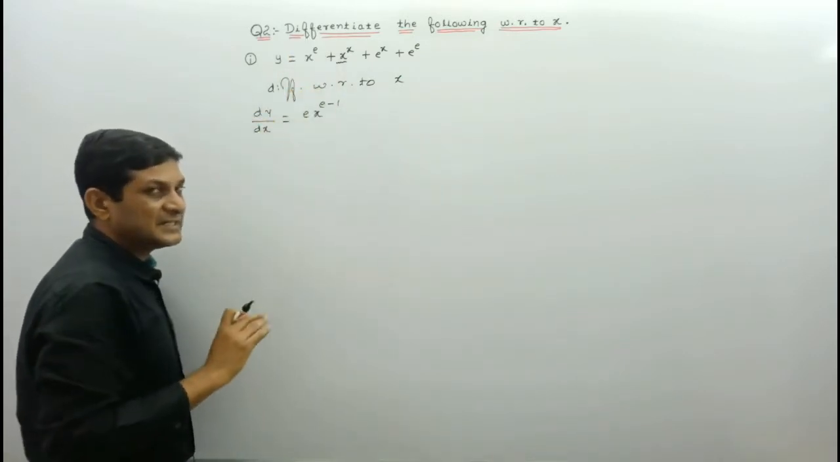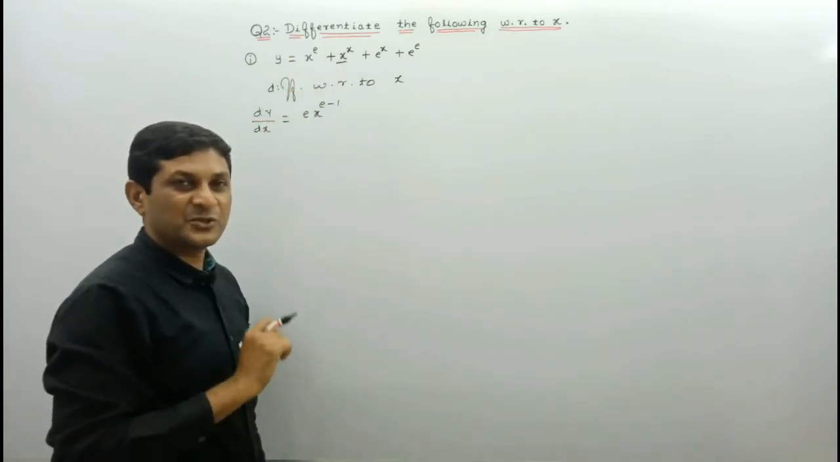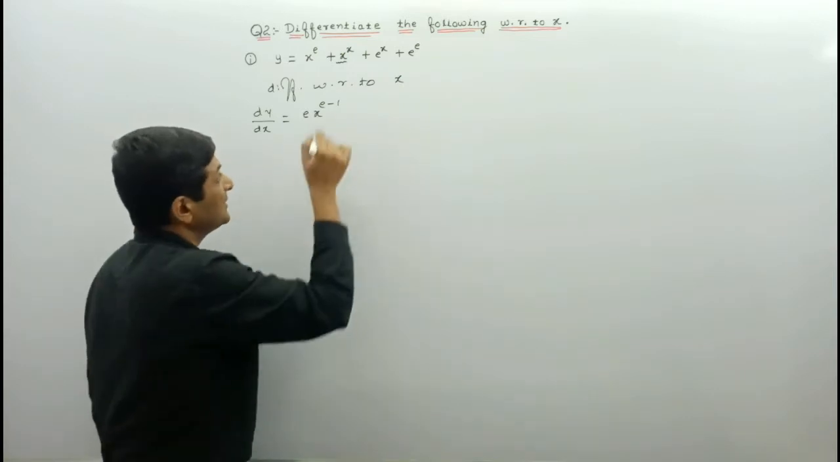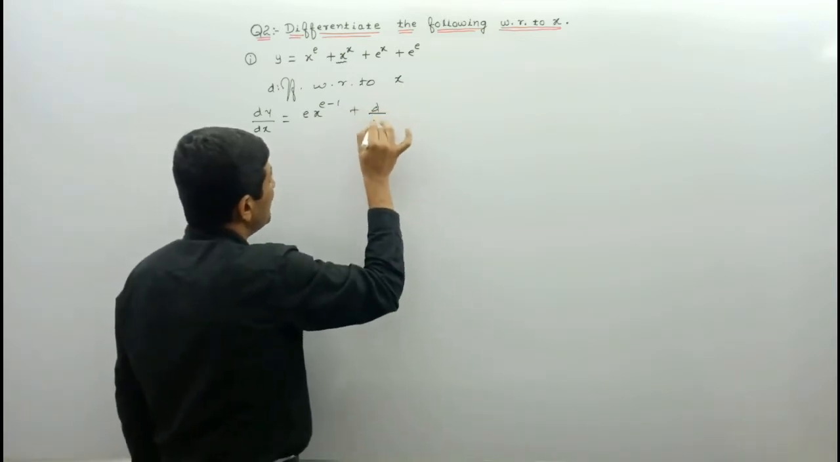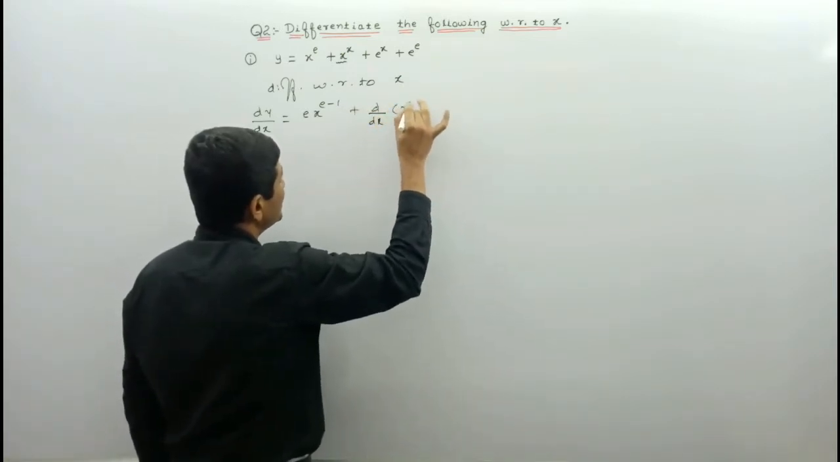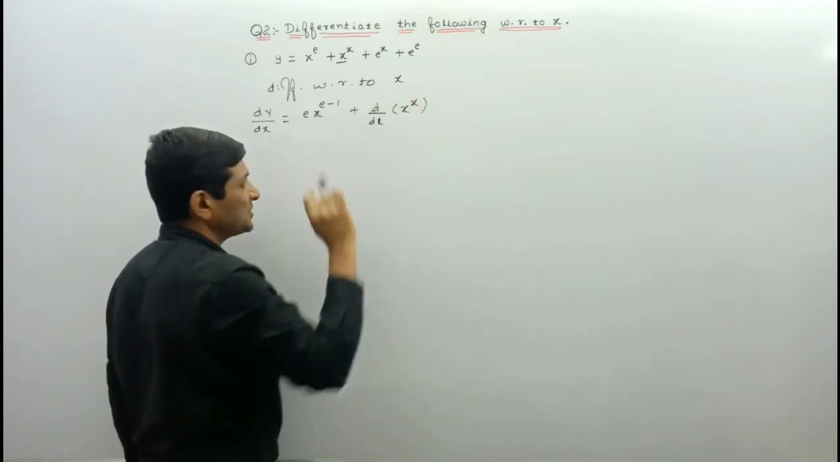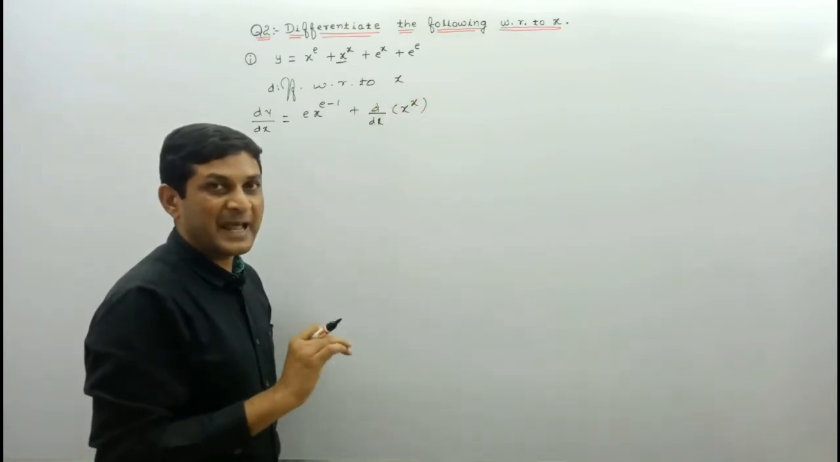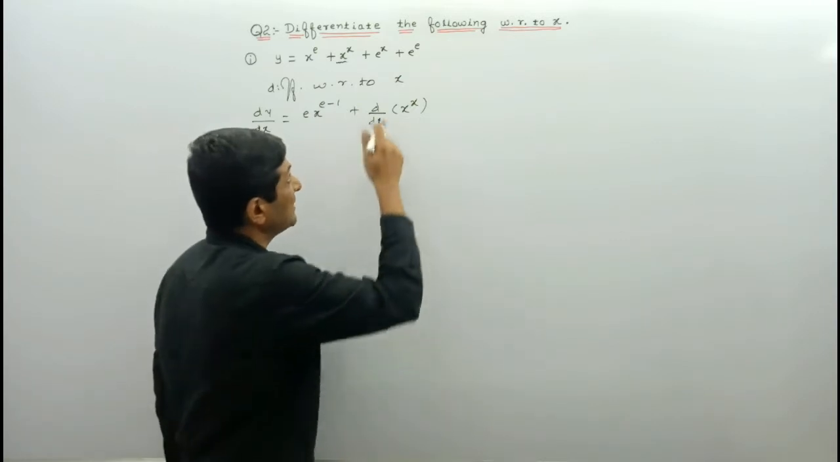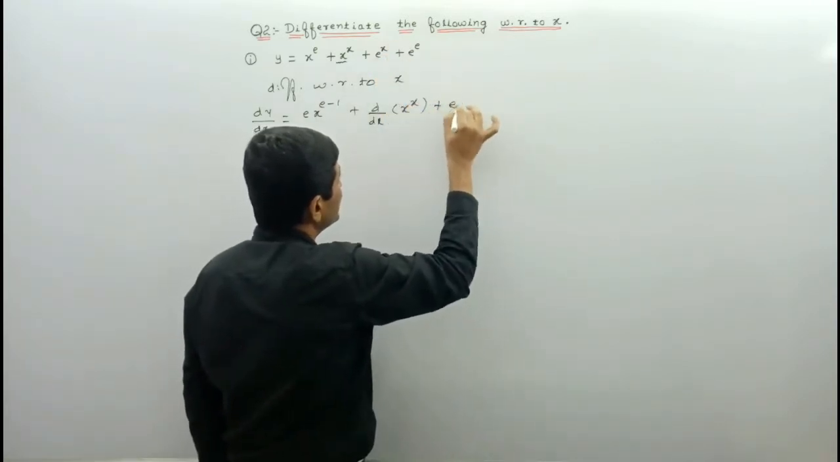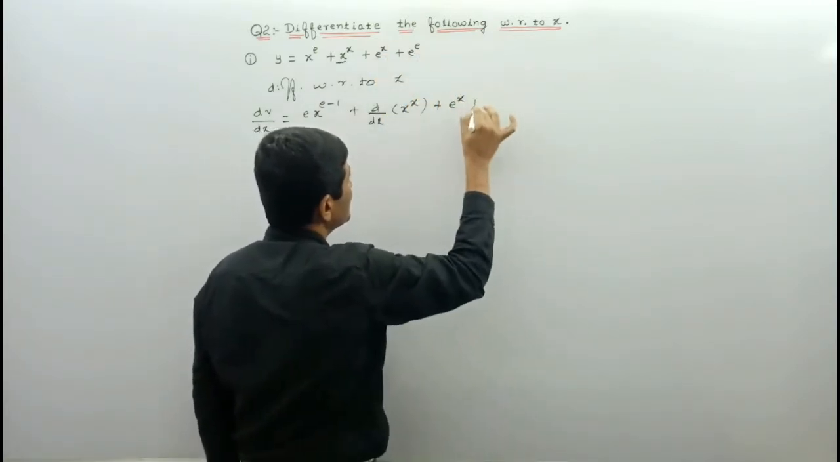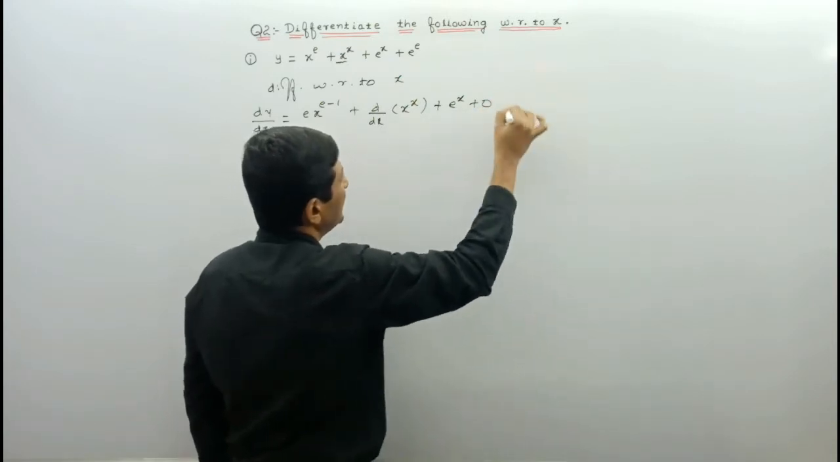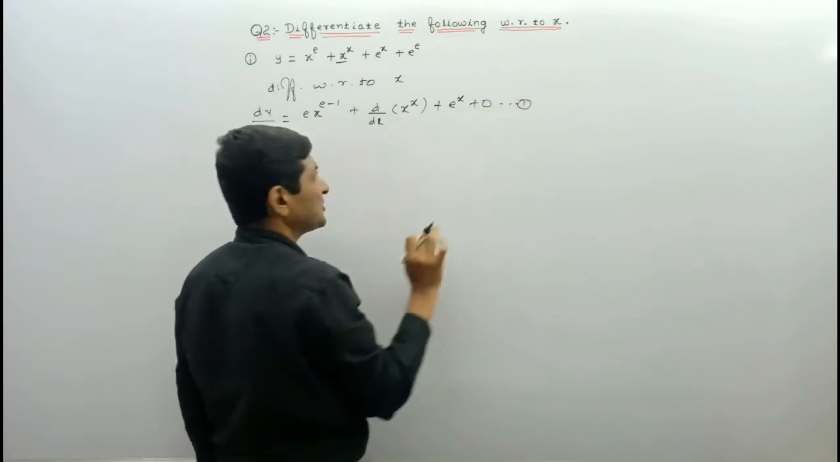So if you are decreasing power by 1, the new power will be e minus 1. Here, plus the derivative of x raised to power x, keep it as it is, because to find the differentiation of this term we have to apply the logarithmic differentiation method. The derivative of e raised to power x is e raised to power x, and lastly the derivative of a constant term will be equal to 0. Let us denote this equation by equation number first.